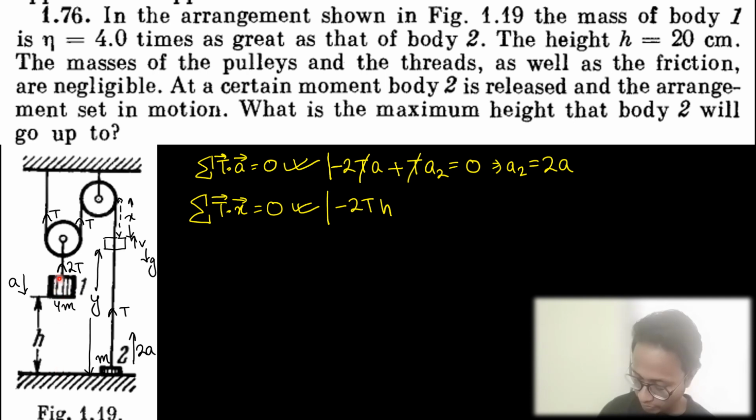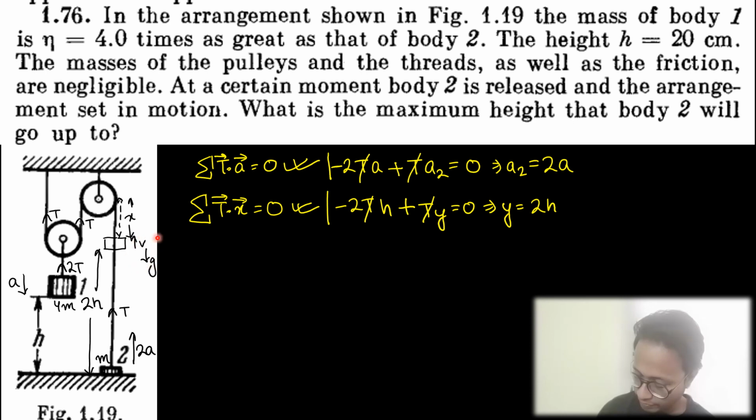If the block moves down, the tension is in the opposite direction. So cos 180 is nothing but minus 1, plus t into y. Why plus t into y? Because tension and displacement are in the same direction, is equal to 0. Similarly, out here, if we cancel out the t, y is equal to 2h. So out here, till this block reaches out here, this small block will move up to height 2h. Then after reaching height 2h, what will happen is this block will have some velocity.